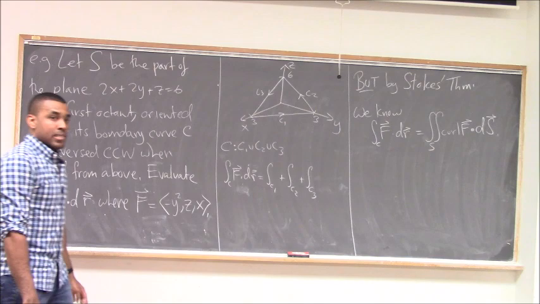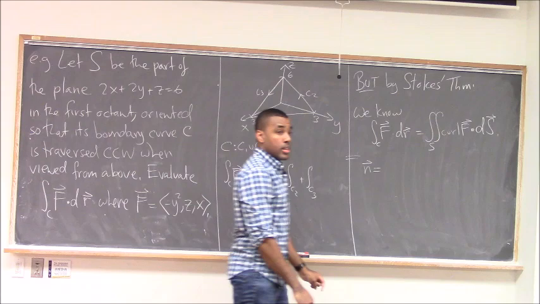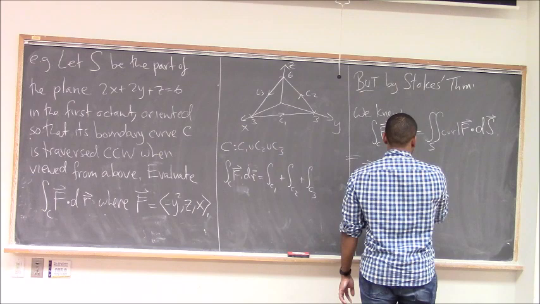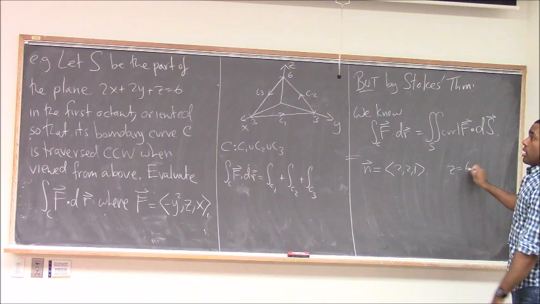Normal vector is going to be the first thing I want to find. What's the normal vector? Solve in terms of z first. Sure, so it's going to be 2, 2, 1. But yes, you have to look at this solved in terms of z. You have 6 minus 2x minus 2y.